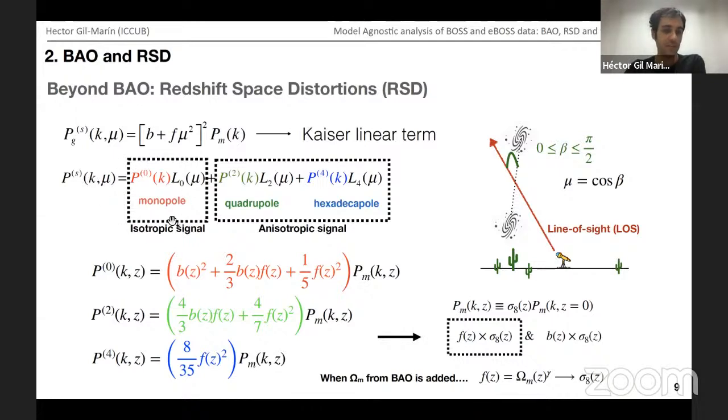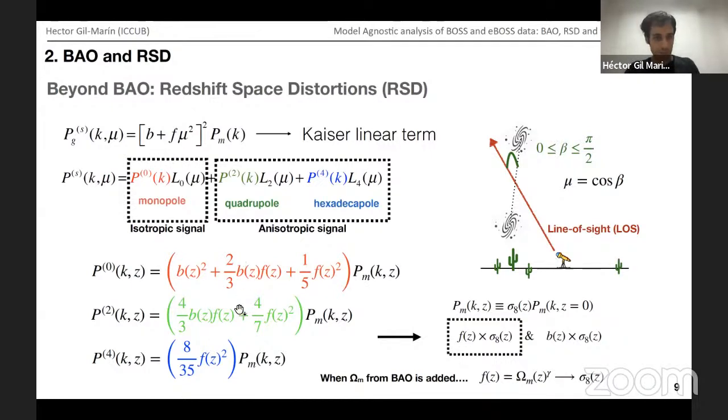The monopole is the natural isotropic signal, and the quadrupole and hexadecapole, and we could even go to higher orders, are the anisotropic signal. If we take as a toy model the Kaiser linear term, which is the linear model that explains redshift space distortions, we can simply work out how the monopole, quadrupole, and hexadecapole look in terms of the linear galaxy bias parameter b or the growth of structure f. Essentially this is the matter linear power spectrum times a boosting factor, which is different for each of these multipoles.